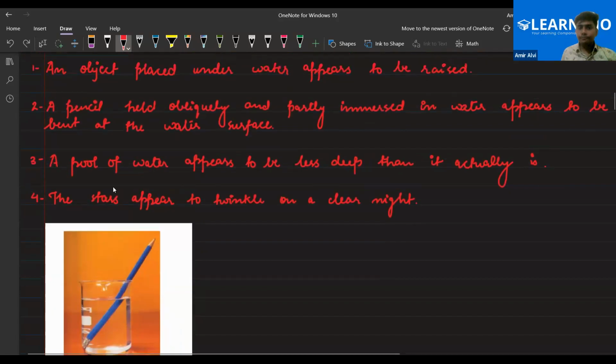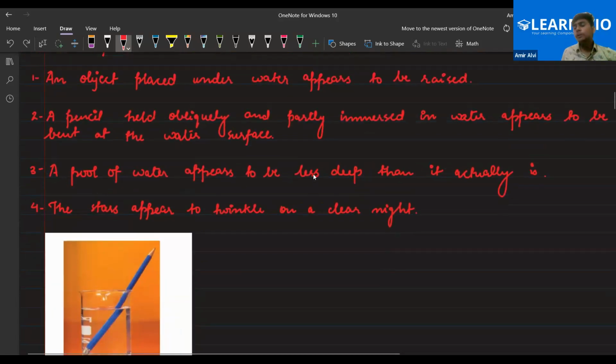Next, a pool of water appears to be less deep than it actually is. If you observe a swimming pool, you must have seen that it looks not that deep. But in actuality, when you go inside the swimming pool, it is a little bit deeper than it appears. Right?